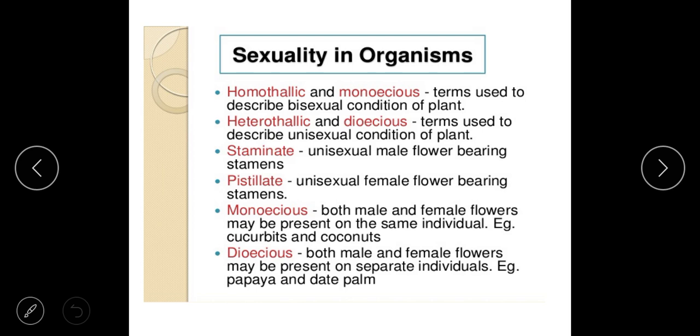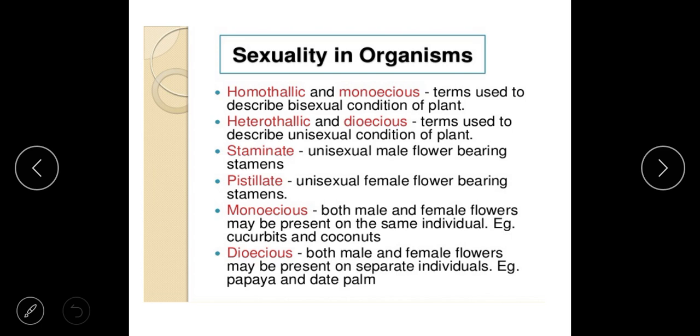In human beings, various terms are given over here: homothallic, monoecious, dioecious, staminate, pistillate. What are these conditions? We should be aware of these things. Let me start with the hermaphrodite first. Hermaphrodite means a body which consists of the male reproductive organs as well as the female reproductive organs in the same body. They are called hermaphrodites, or we call them bisexual organisms.